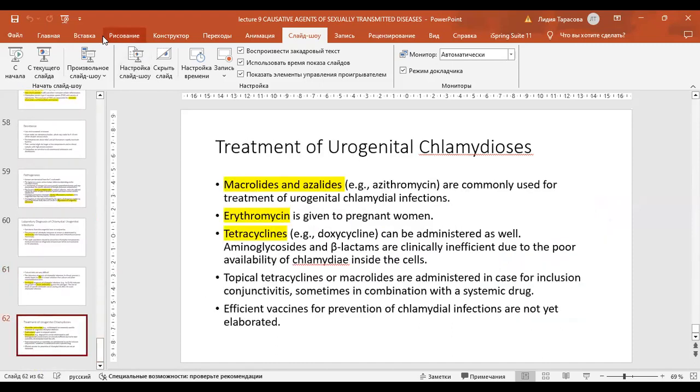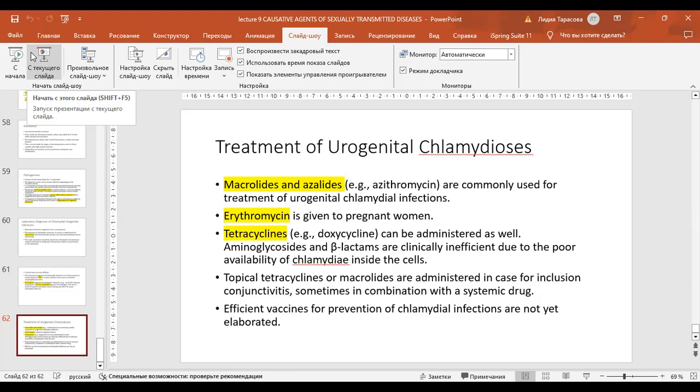And treatment. Macrolides and azalides are commonly used for treatment of urogenital chlamydial infection. Erythromycin is given to pregnant women. Tetracycline can be administered as well. Aminoglycosides and beta-lactams are clinically inefficient due to poor availability to chlamydia inside the cell. Topical tetracycline or macrolides are administered in case of inclusion conjunctivitis, sometimes in combination with a systemic drug.